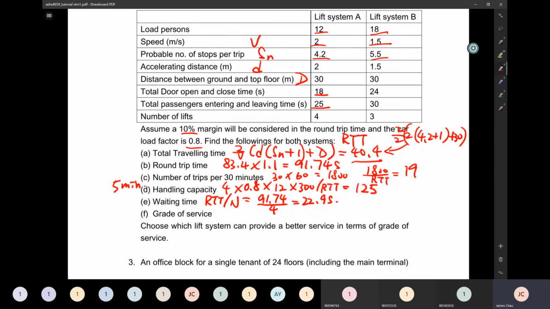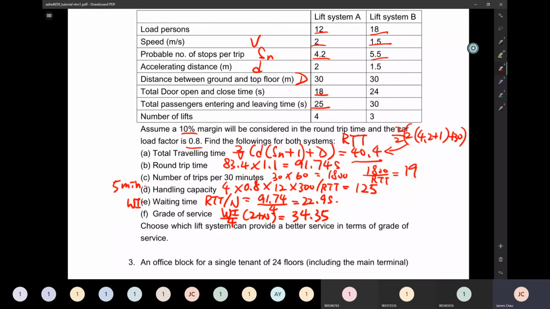And finally, the grade of service. In the notes, we have the equation, the waiting time, Wt over 4 times 2 plus n, where n is the number of lifts. So applying the formula, you can get the grade of service equal to 34.35. Okay?